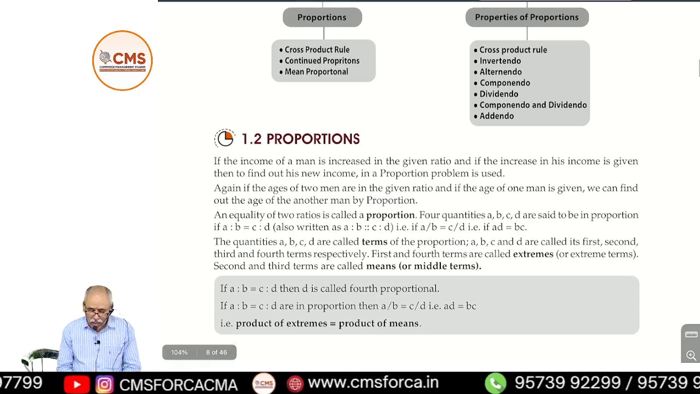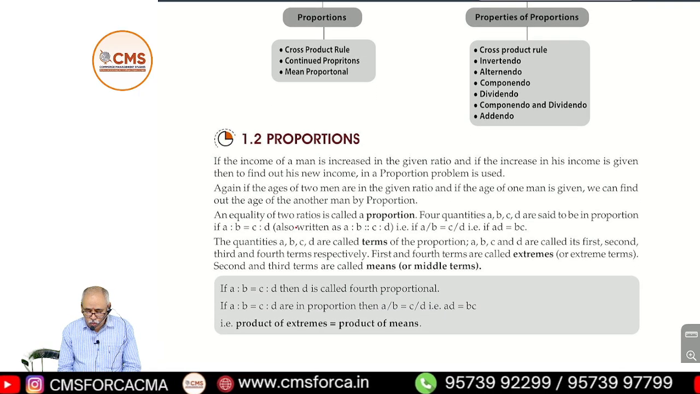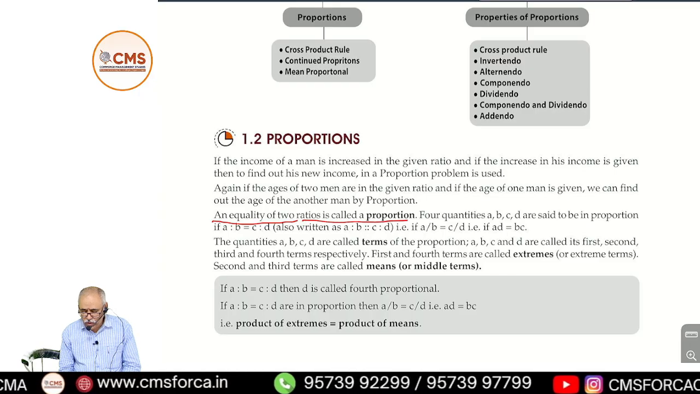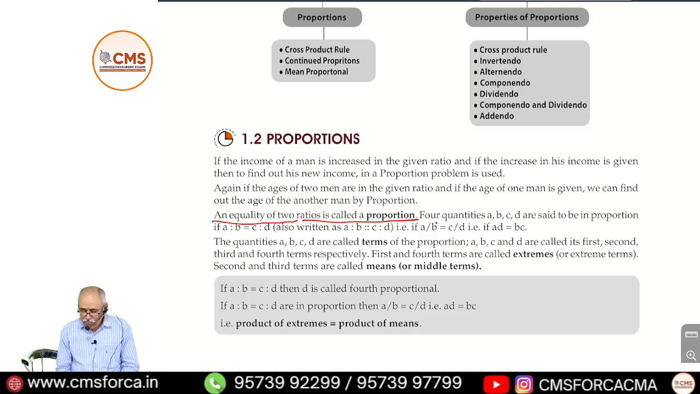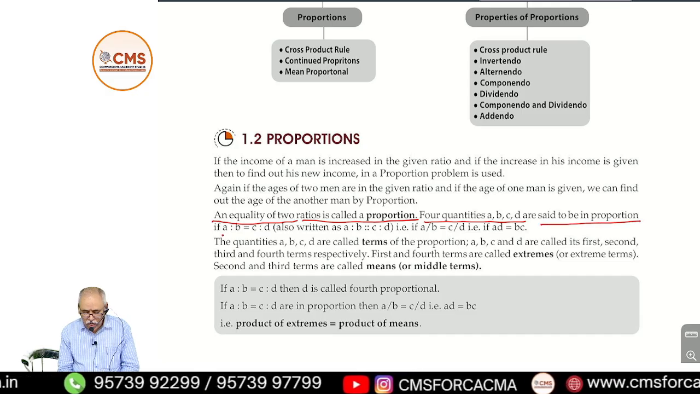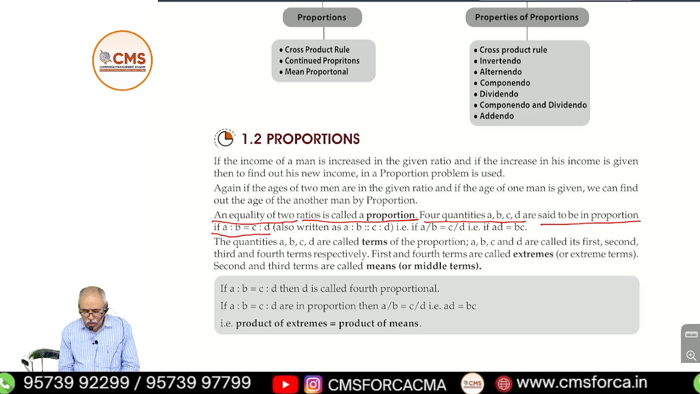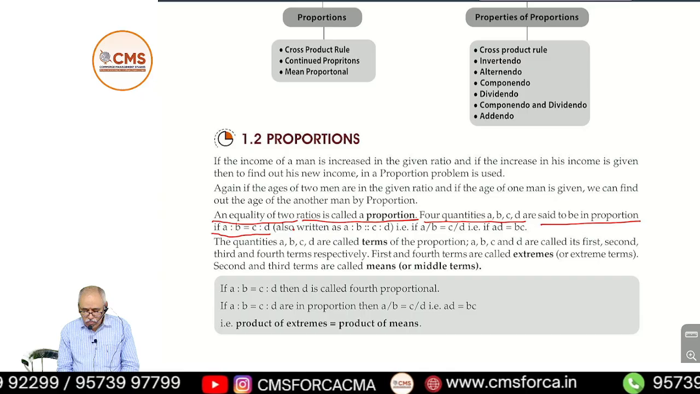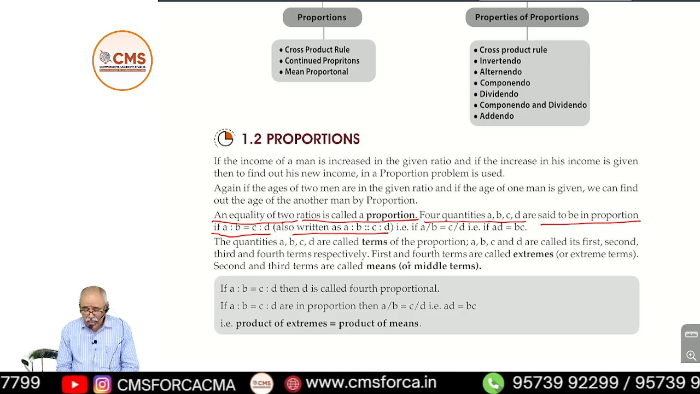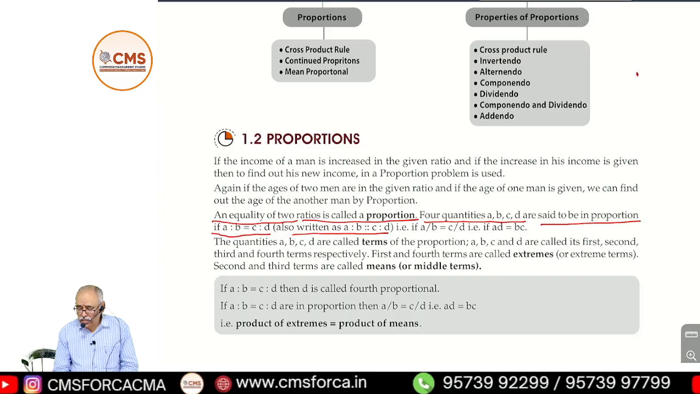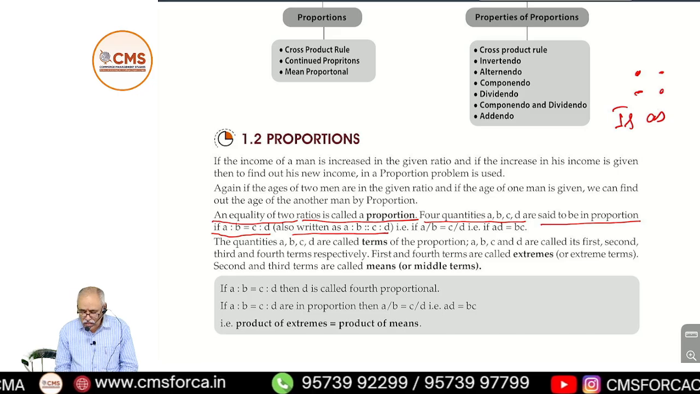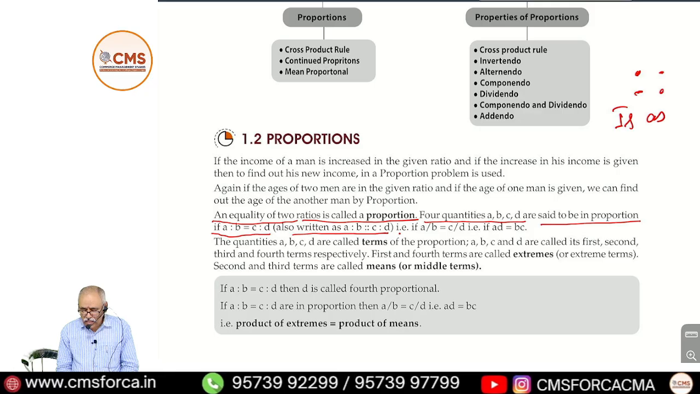Proportion: an equality of two ratios. I am underlining here, an equality of two ratios is called a proportion. Four quantities A, B, C, D are said to be in proportion if A is to B is equal to C is to D. So this we write as A is to B is as C is to D. This symbol you have to read as "is as".